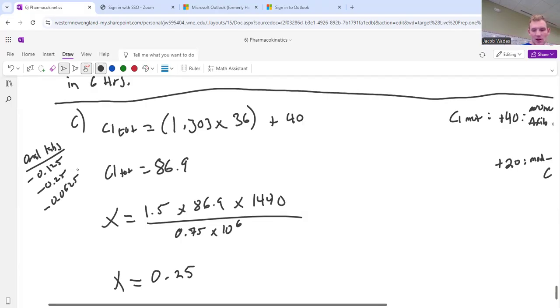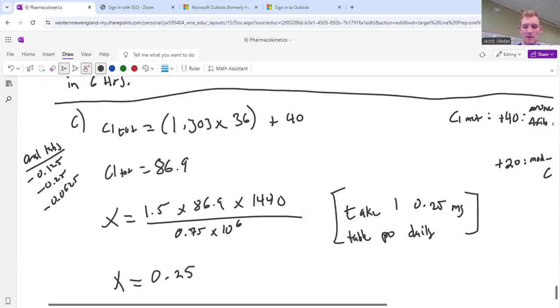All right, so this is easy for us. All we have to recommend is take a 0.25 milligram tablet by mouth daily. Any questions, comments, concerns?